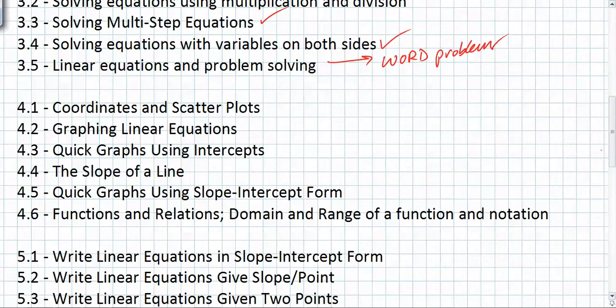Coordinates and scatter plots. Hey, you asked about that, Ashley. How confident are you making scatter plots? What's a really important thing to do when you're making your scatter plots? What's one important thing to do? Yes, that's a necessary step, but what's also really important?